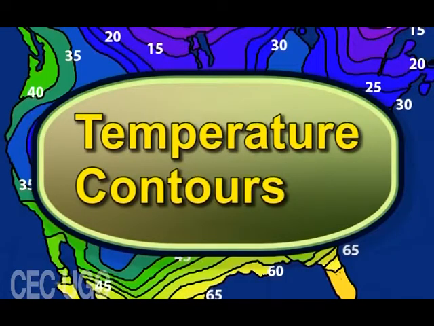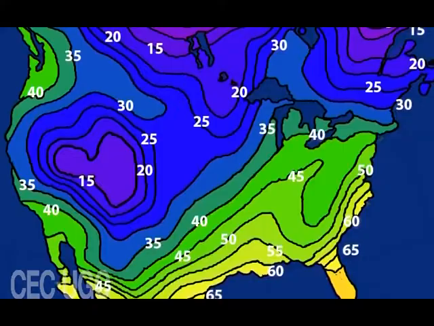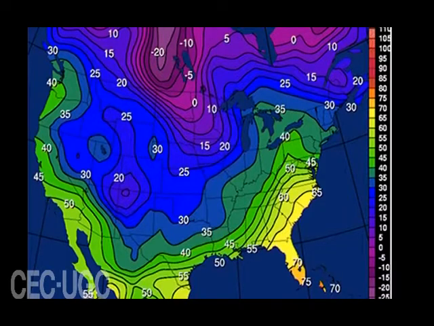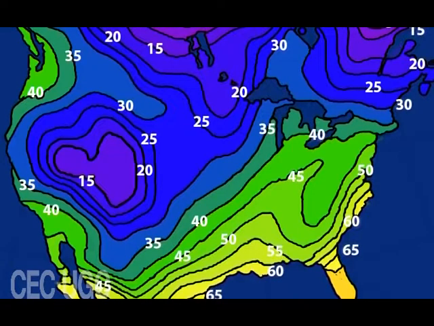Temperature contours. Reference weather map, current weather map. This surface meteorological chart shows the temperature pattern over the continental United States and is updated every hour. Surface temperature reported at each station are contoured every 5 degrees Fahrenheit.